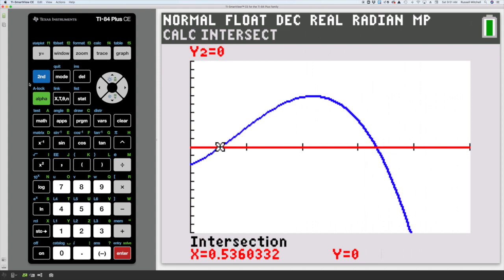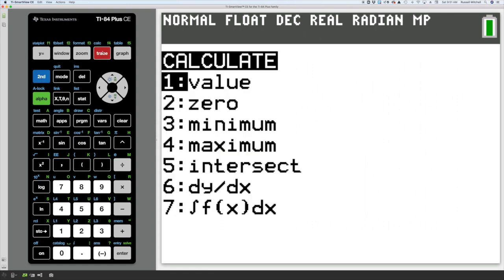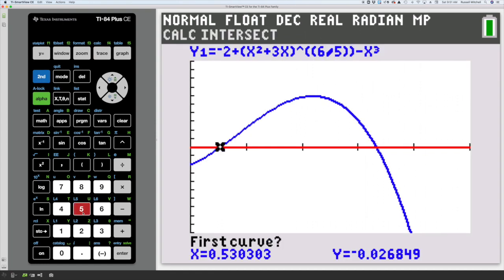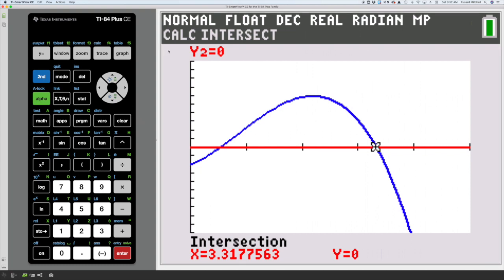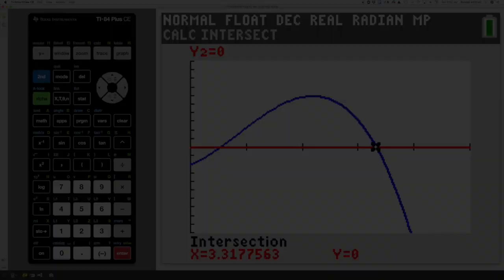And then let's find this other one. We'll go second, calc, 5 intersect, and we'll get over close to this one, and press enter, enter, and enter. And 3.318, it happened there too. All right, so let's go ahead and record those on our paper. And that's it for part C.